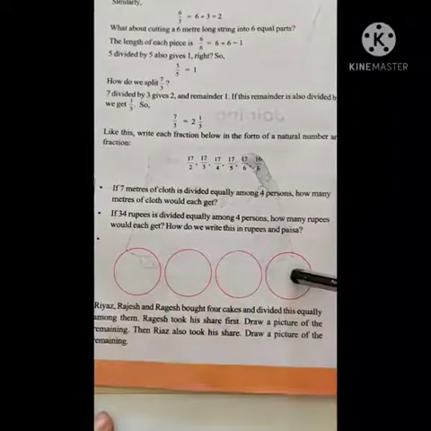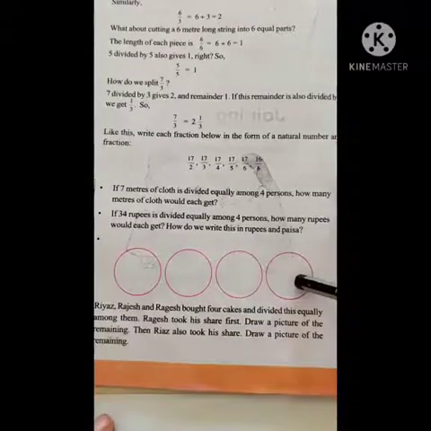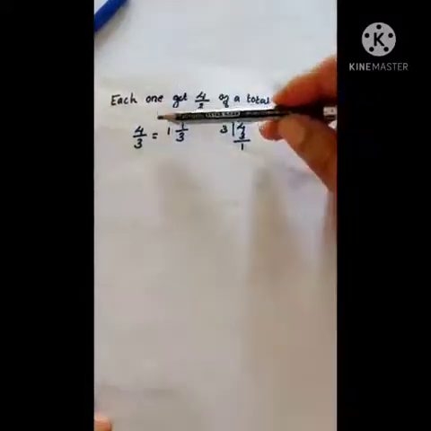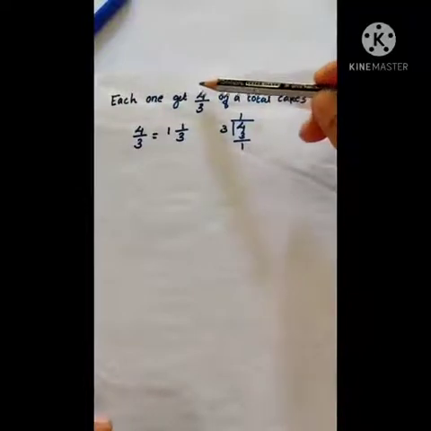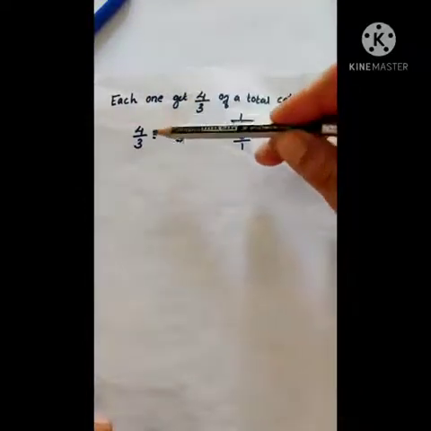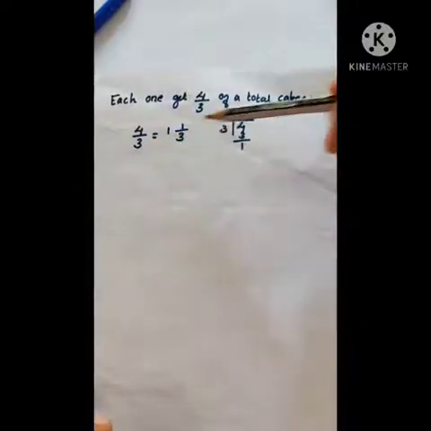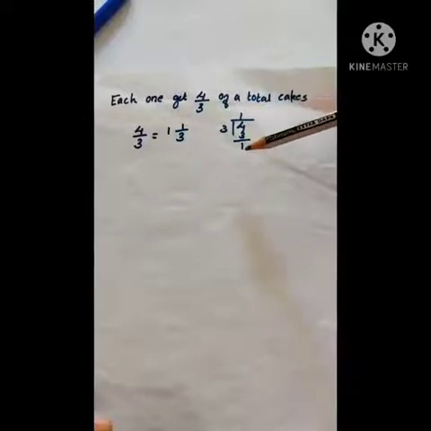Here are the 4 cakes. It is equally divided among 3 persons. That means each one will get 4 by 3 of the total cakes. Total number of cakes is 4. It is divided among 3 persons. So each one gets 4 by 3. That means on dividing 4 by 3 we get 1 as quotient and 1 as remainder.